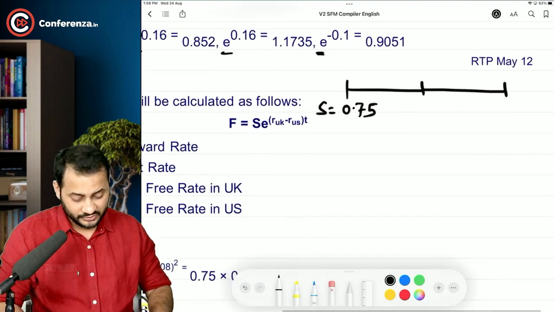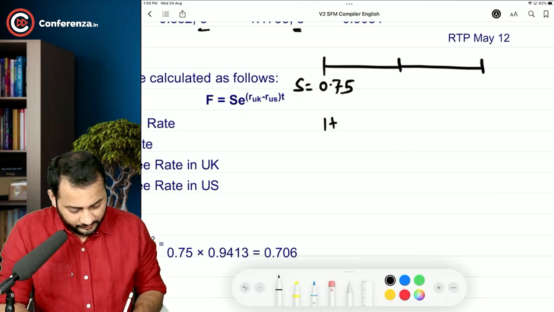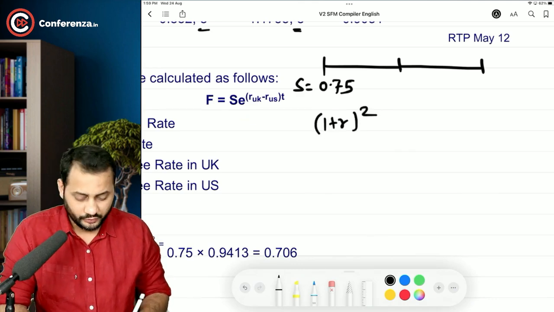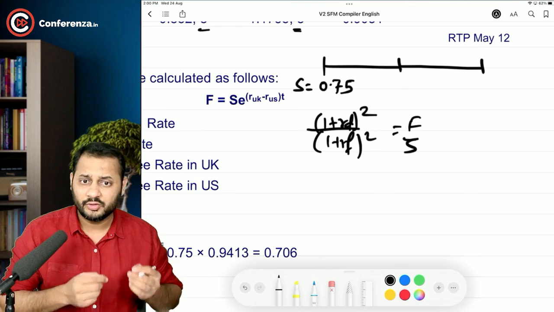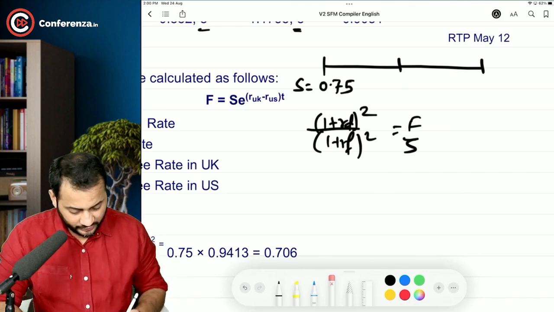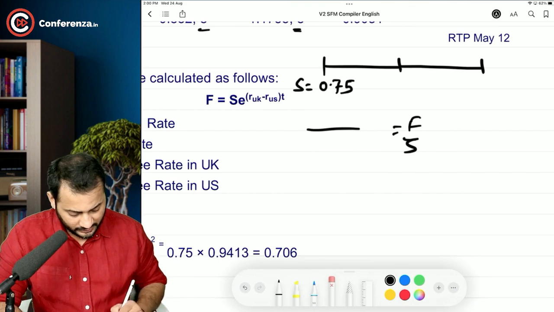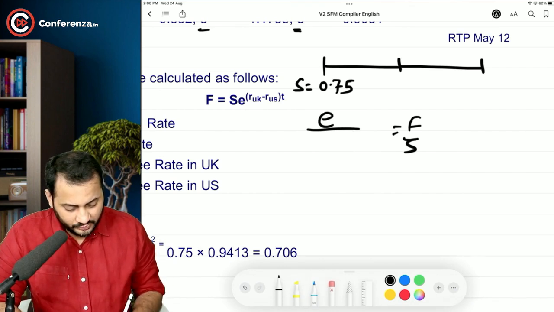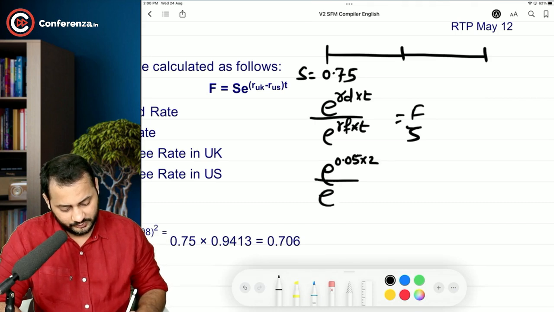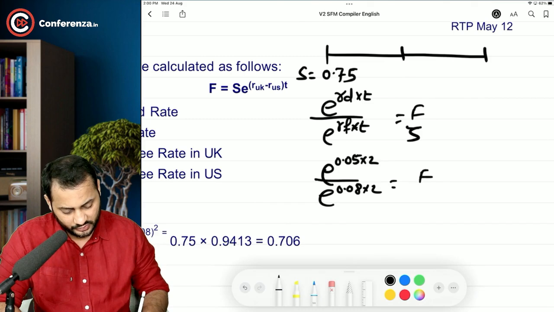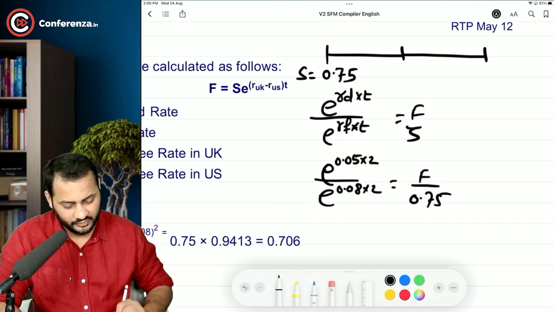Now, the spot rate is 0.75 and we have to calculate the 2 years rate, the theoretical rate where no arbitrage is possible. Now we used to write (1 plus rd) to the power 2 because of the 2 year, and (1 plus rf) to the power 2 is equal to F by S. Now what we are going to do is we cannot take the simple compounding. So instead of rd to the power 2 and rf to the power 2, we are going to write e to the power rd into t, e to the power rf into t. That's it. Continuous compounding. So e to the power 0.05 into 2, e to the power 0.08 into 2 is equal to F divided by the spot rate, 0.75.